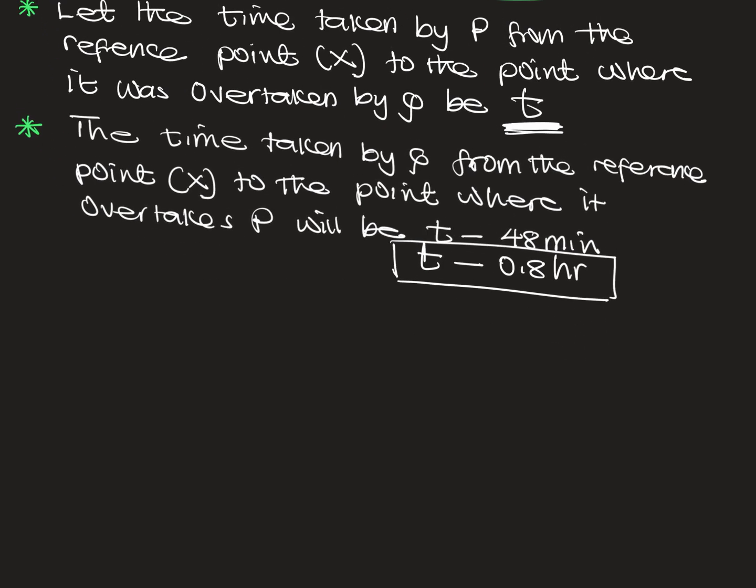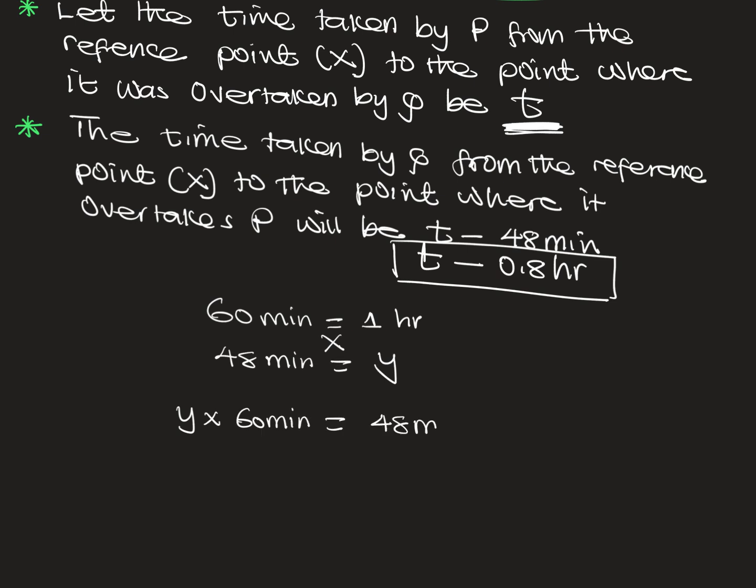Let me show you how that 0.8 hour is obtained. You know that 60 minutes is equal to 1 hour. So if you have 48 minutes and you want to convert it to hours, let's say y. When you cross multiply, you'll have y times 60 minutes is equal to 48 minutes times 1 hour. To make y the subject of the formula, divide both sides by 60 minutes.